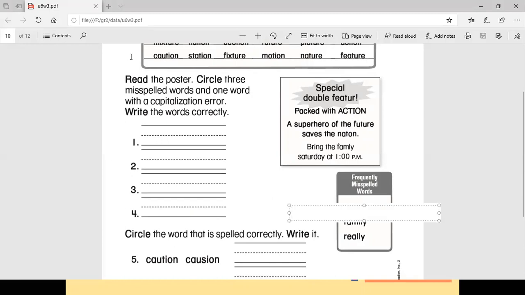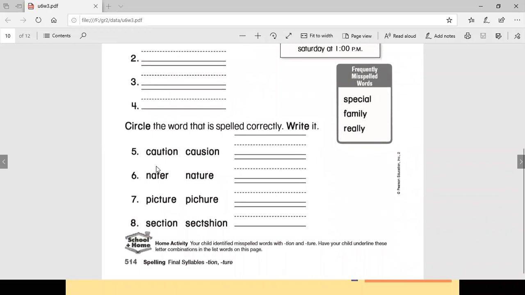Okay, now number 5. Caution. Which one is correct? This one or this one? Which one is correct? Caution. This one is correct. Let's mark this one or write it here. Caution. Rewrite it here.